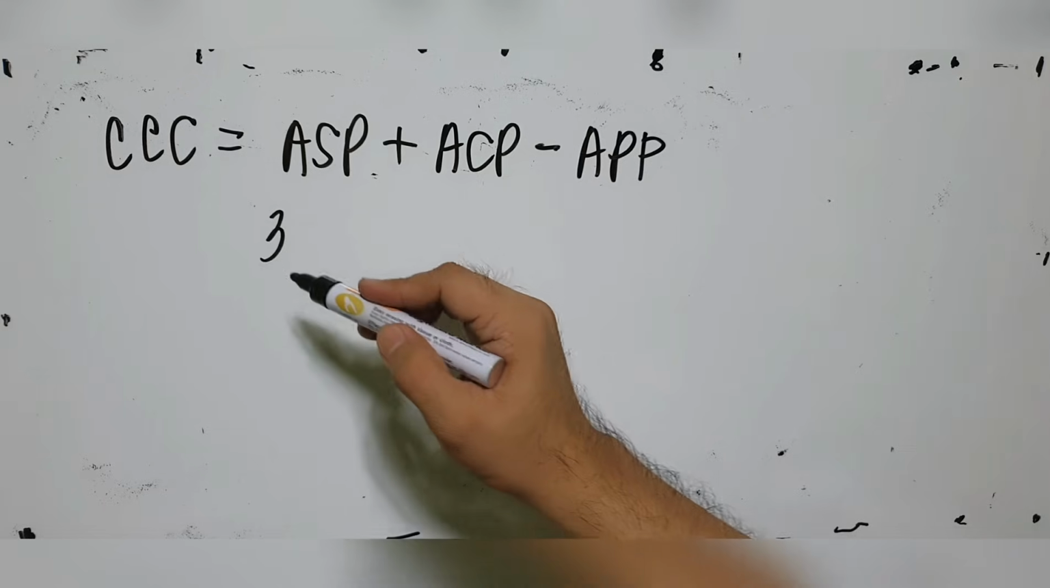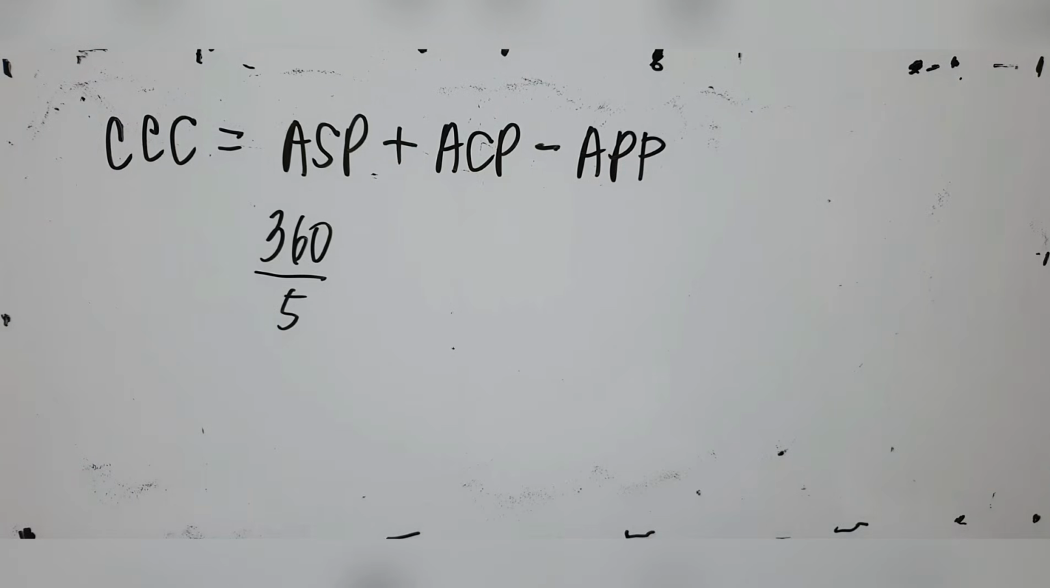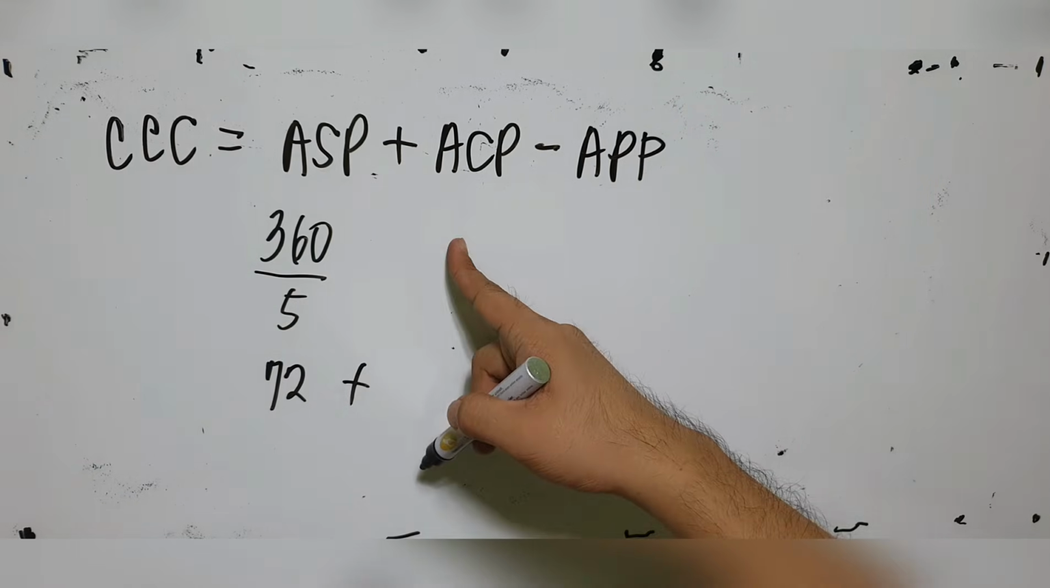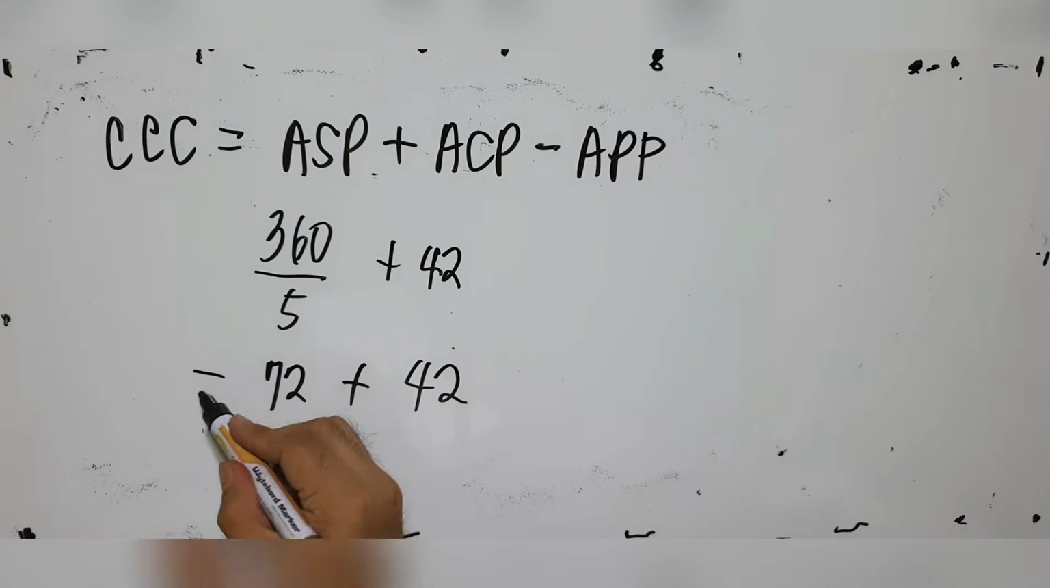So, 360 over 5. Why 360? Kasi sabi rito, ang working days natin daw ay 360 days. Kaya naman, ang ating average selling period ay 72. Plus, ang average collection period natin binigay na 42. So, 42 na lang tayo rito.